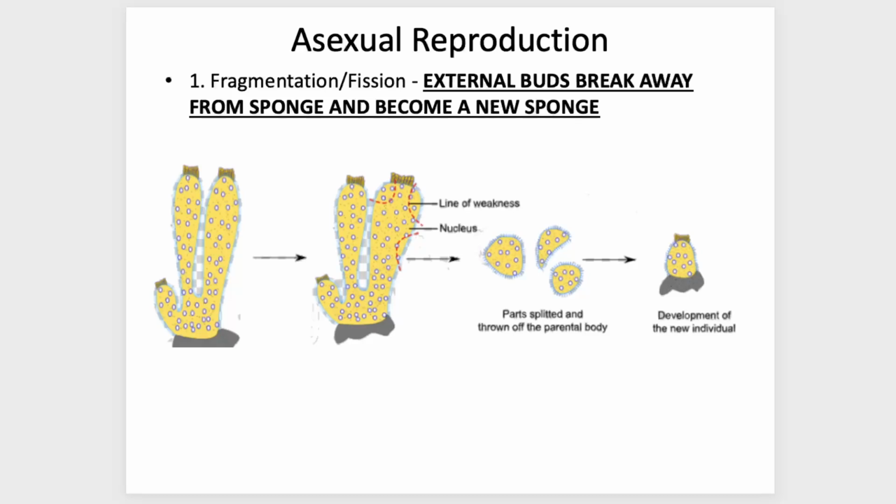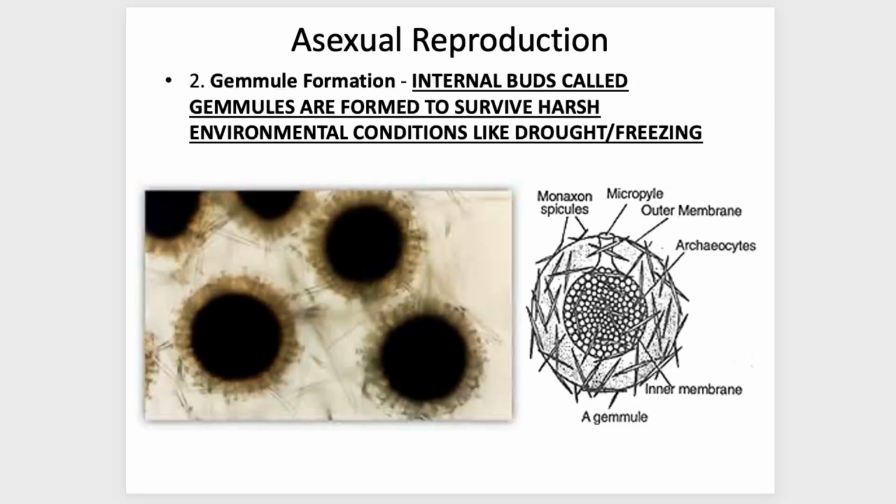And for that, little buds will break off of the sponge, and then they will just develop into a new sponge. So a fragment comes off, or a bud, and then that will develop into a new sponge.